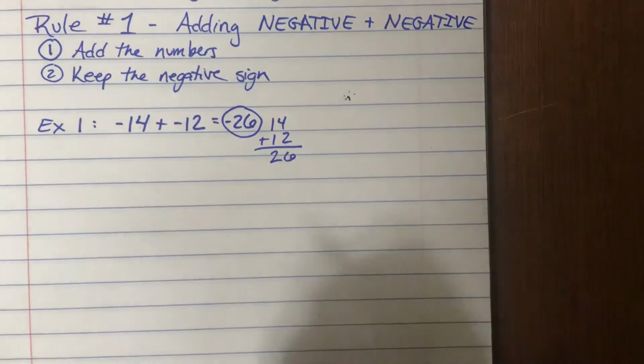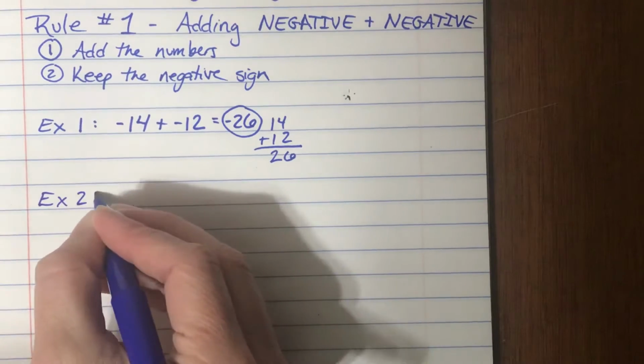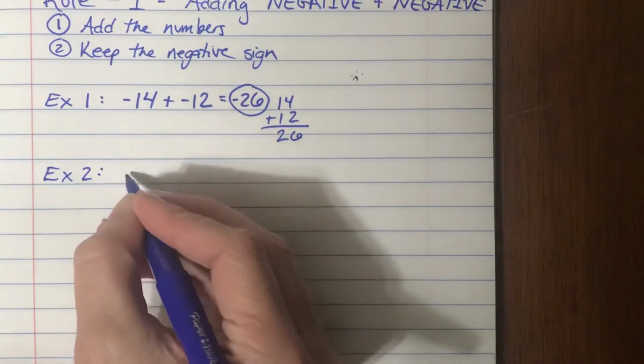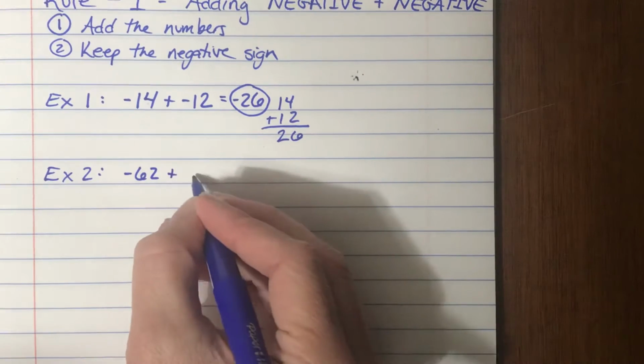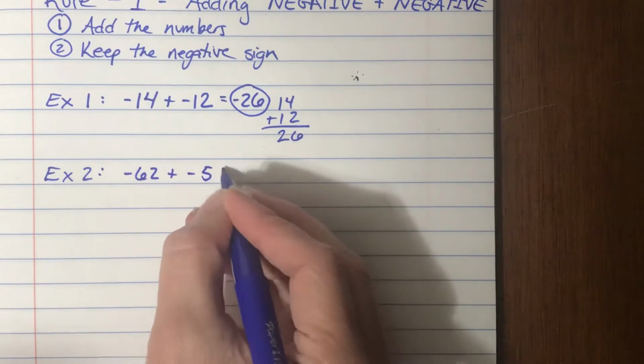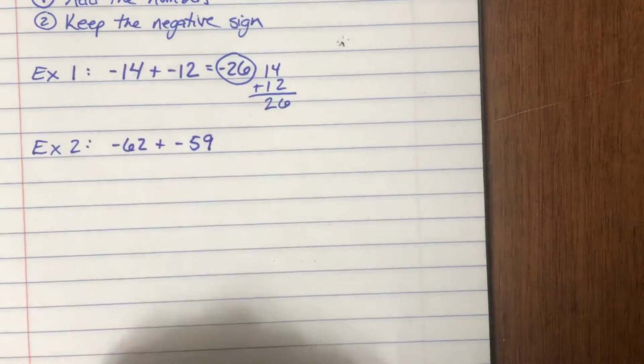All right, so I'm going to give you one to try on your own. Maybe you pause the video while you're doing this. Example number 2, let's do negative 62 plus negative 59. So go ahead and pause the video and see if you can add those numbers up and see what you get.